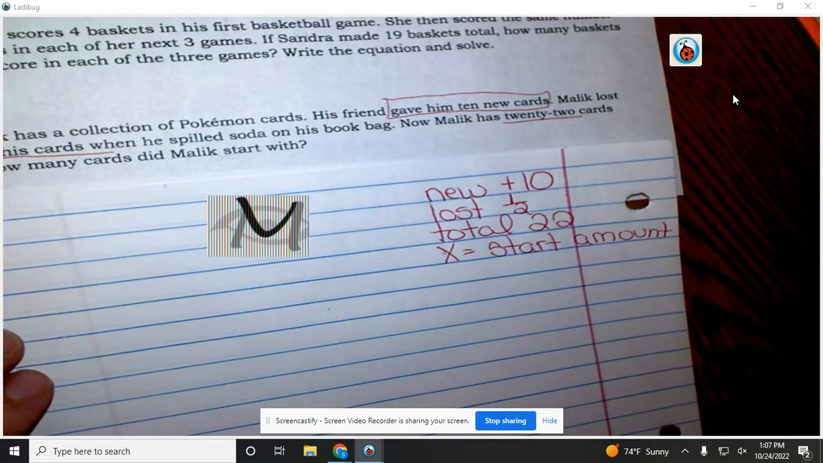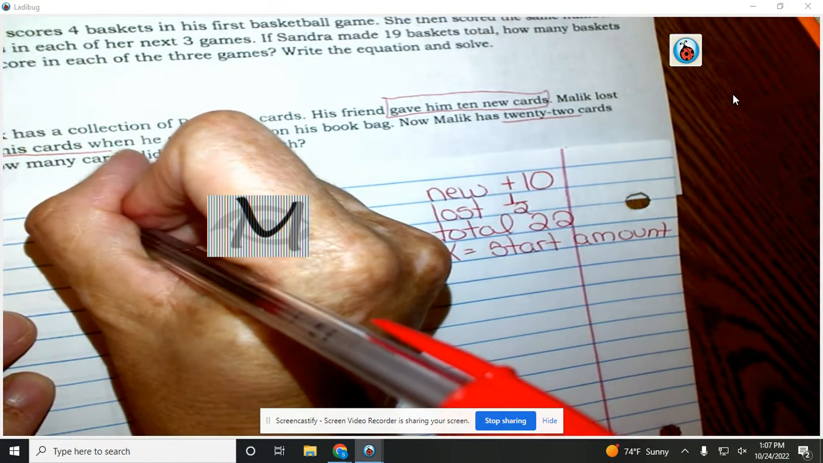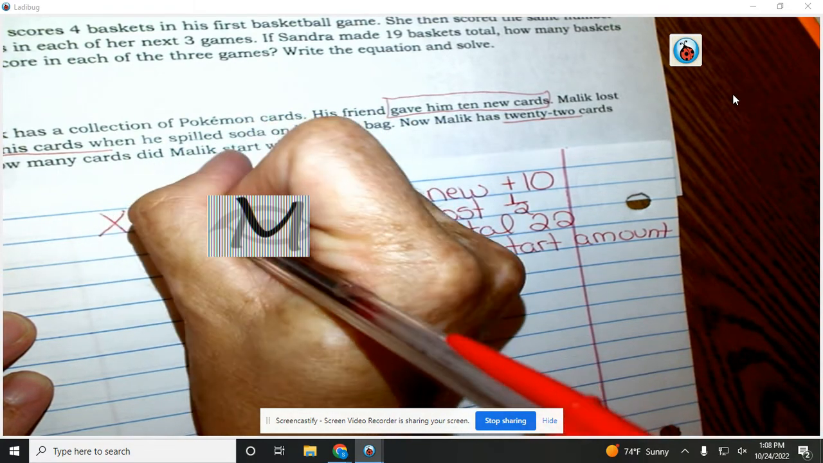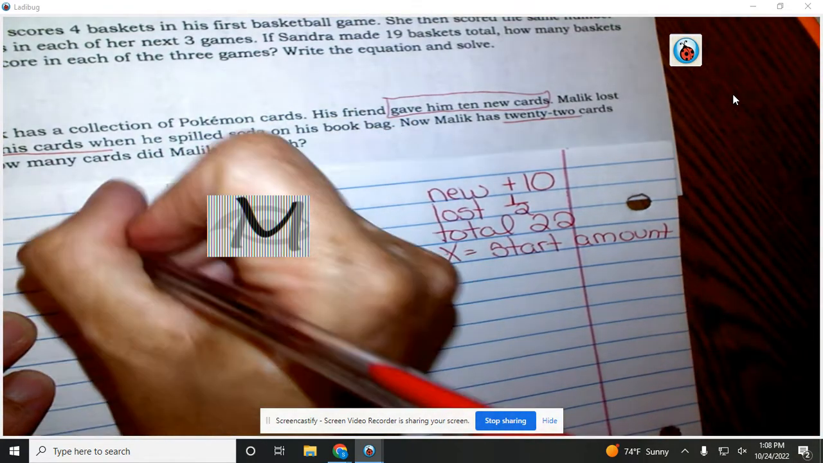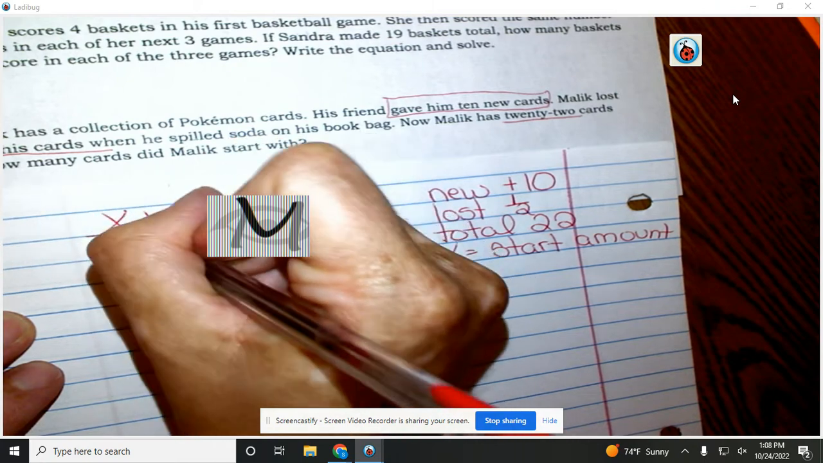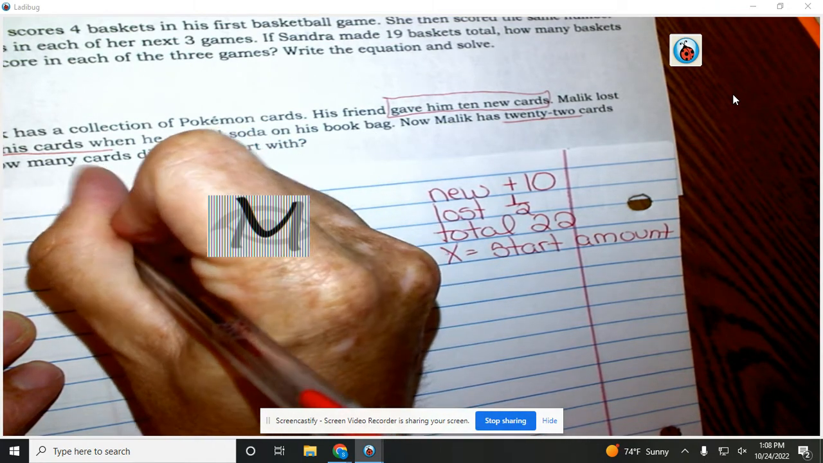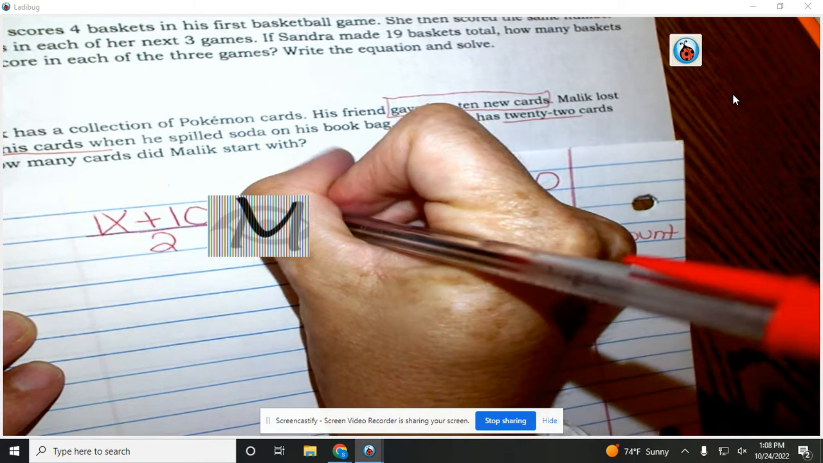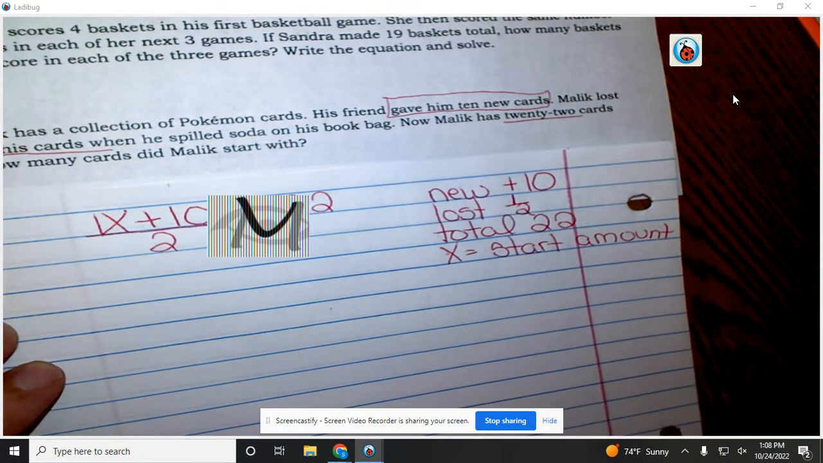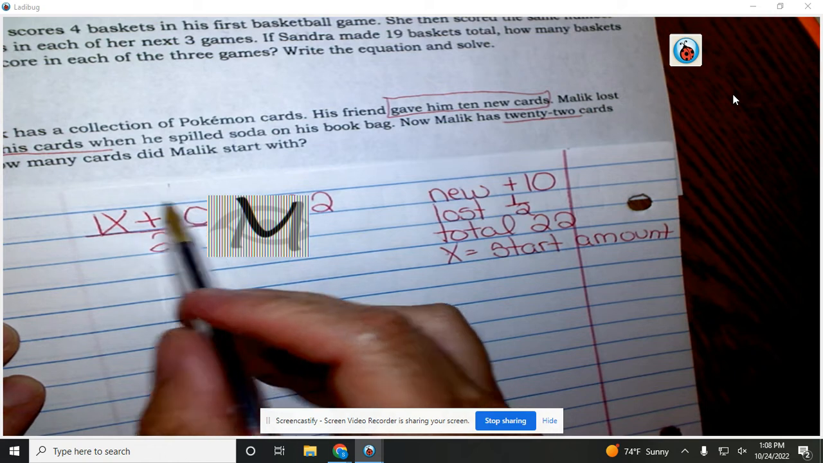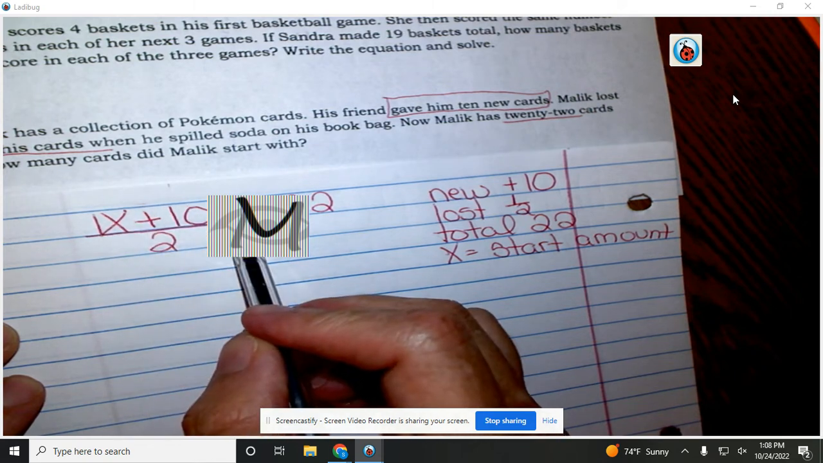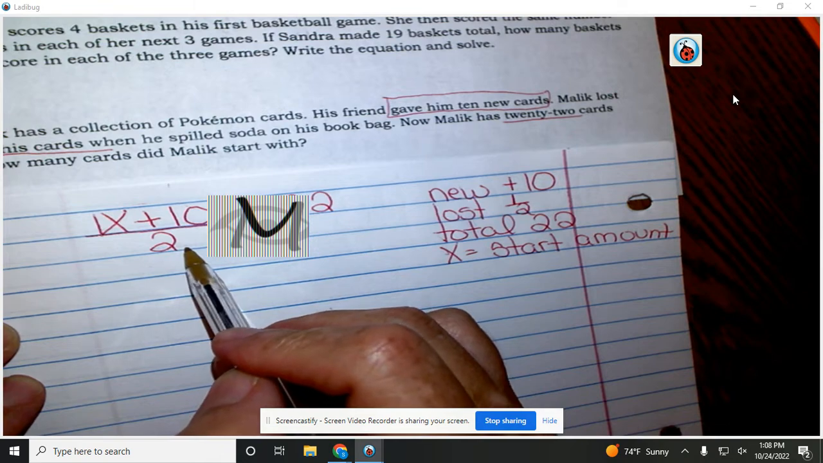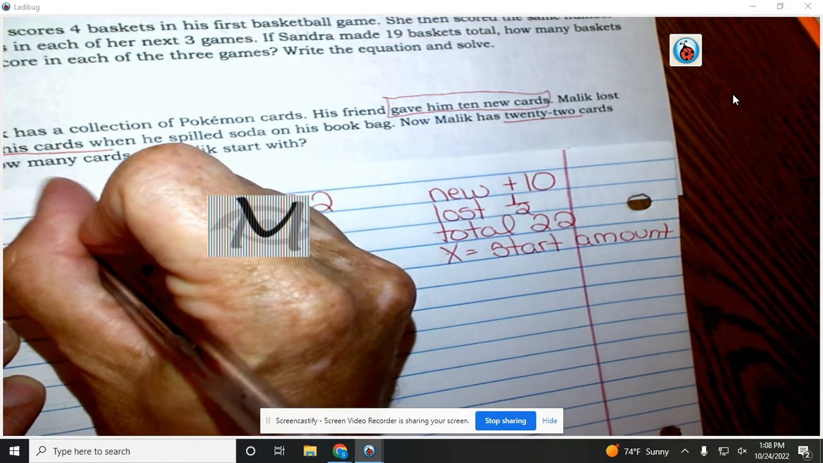So if we were to set up our equation, we know x is the amount that we started with. His friends gave him 10 cards, but then that silly soda took away half of his cards. So you can write it like this if you want to. And then they ended up with 22 cards for the final amount. So remember, this is division. So the opposite of division is multiplication. So what we're going to do is multiply this side by 2.